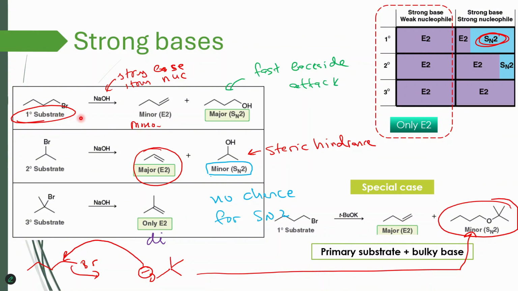So this is useful only when you want elimination on a primary substrate. Whenever you have a primary substrate and you want to go, not exclusively, but mainly with the E2 reaction to have the elimination product, then you would use a bulky base.